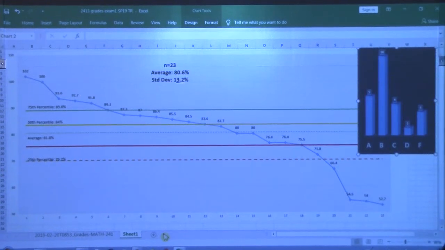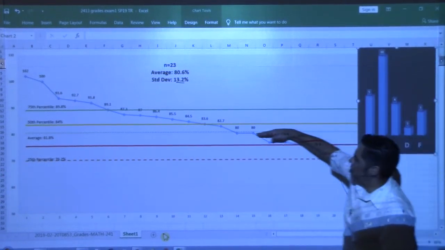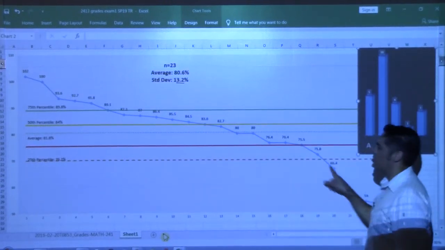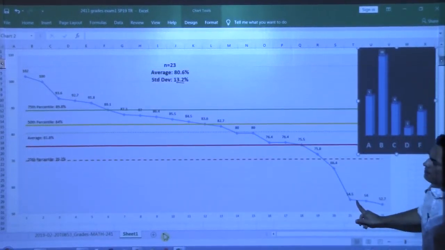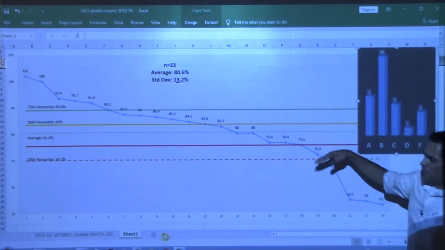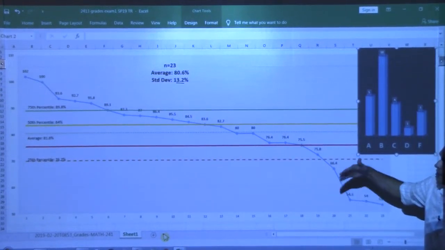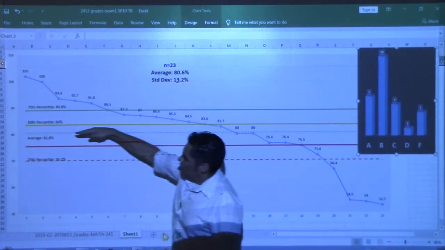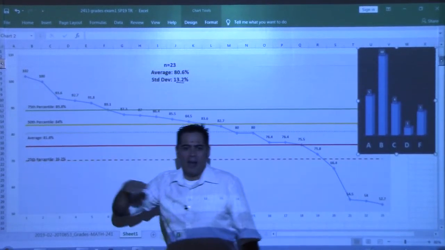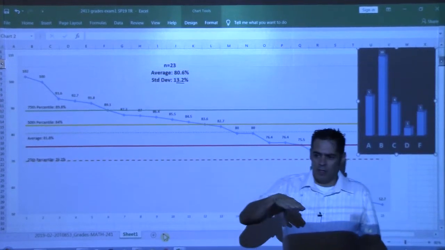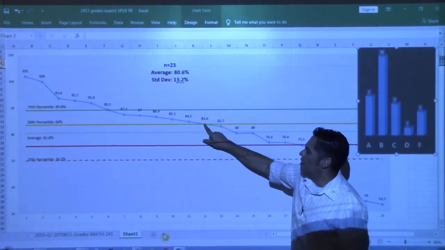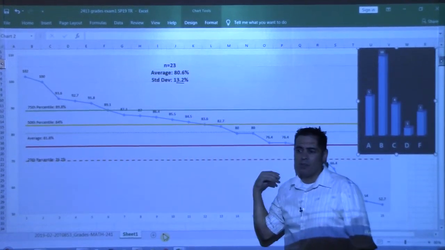Now, here's your average line right here. So the students that were above average are over here. Students that were below average are down over here. And then I have them broken up into percentiles, or sometimes they're called quartiles. And the difference is, the 50th percentile is not the same as your average. 50th percentile means that at this point right here, half the students are above it and half the students are below it.